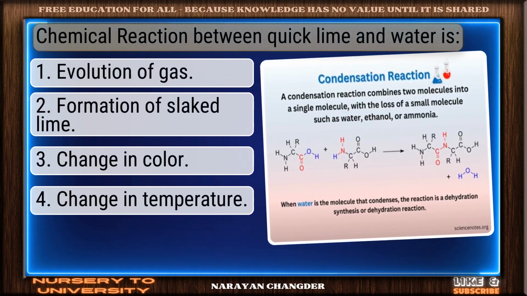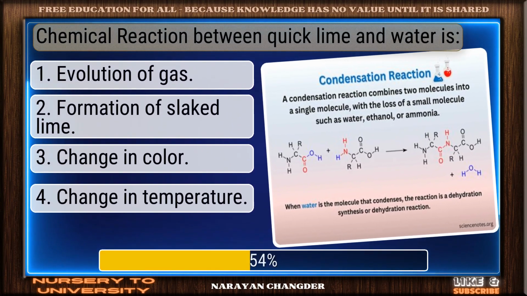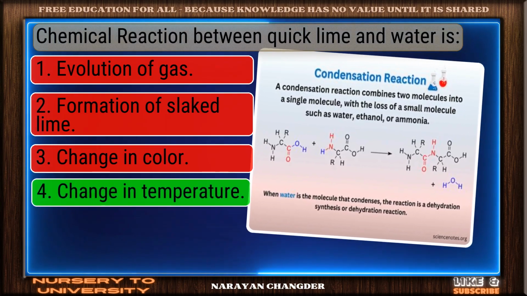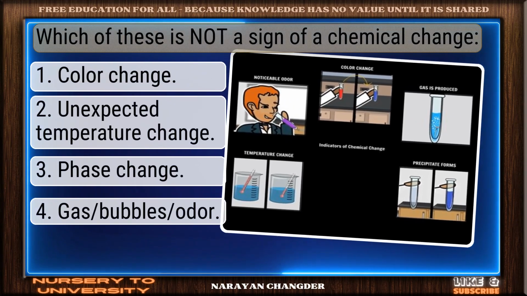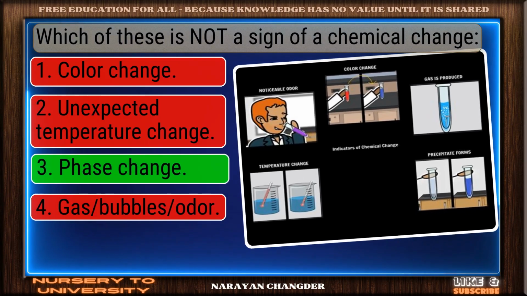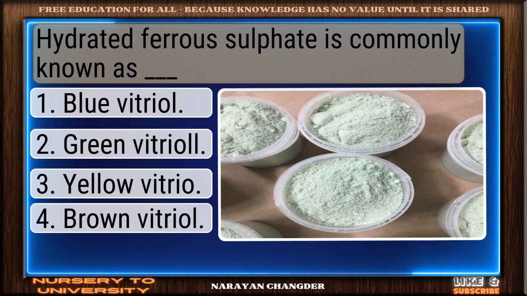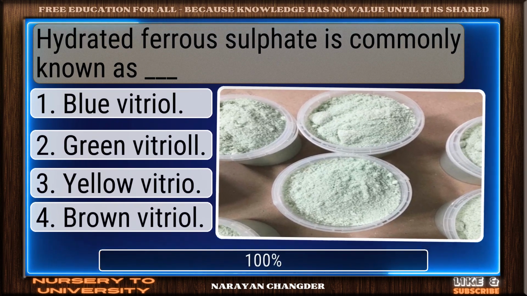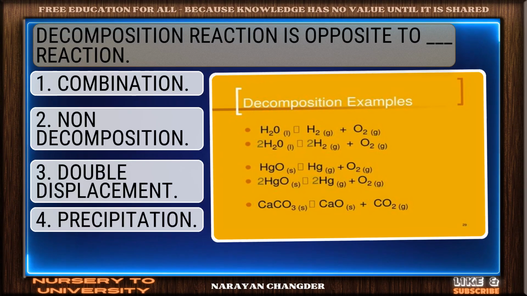Chemical reaction between quicklime and water is... Right again. Change in temperature is valid. Which of these is not a sign of a chemical change? You got it. Phase change fits. Hydrated ferrous sulfate is commonly known as dash. Good job. Green vitriol works well.